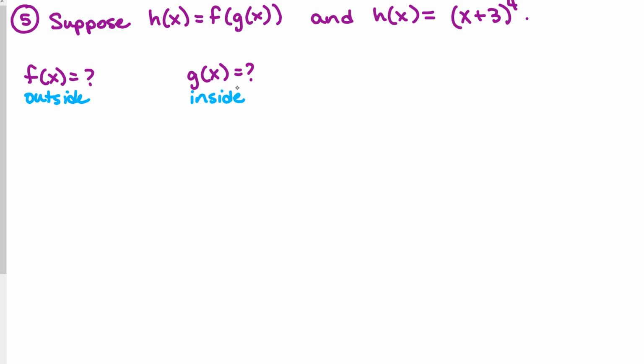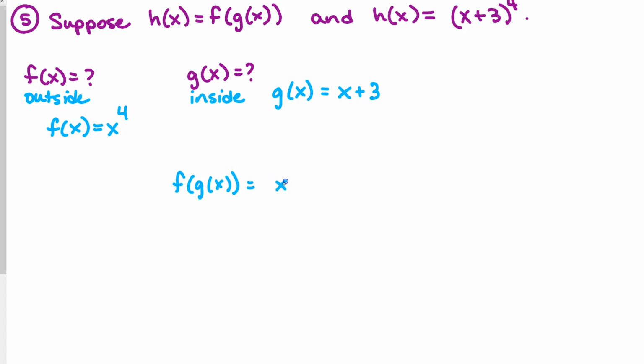There's actually more than one answer you could give. But what's the most obvious? What do you think the inside function is? That would be x plus 3. That's inside the parentheses. So what do you think the outside function is? Well, what are we doing with that inside thing? We're raising it to the fourth. So the outside function is f of x equals x to the fourth. So then if you put them together, you're putting x plus 3 inside and raising it to the fourth, and that's h of x.